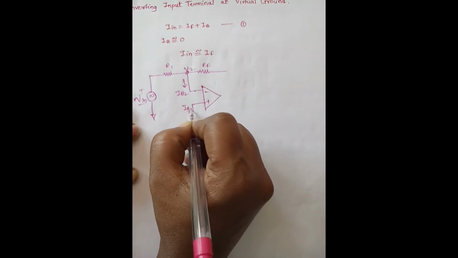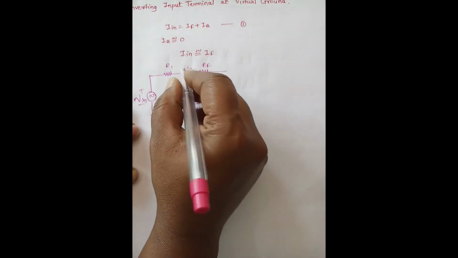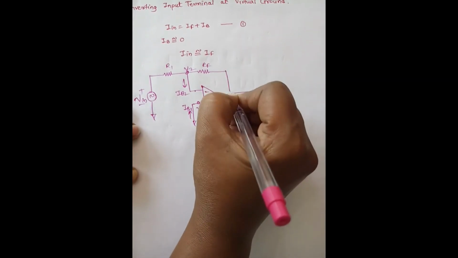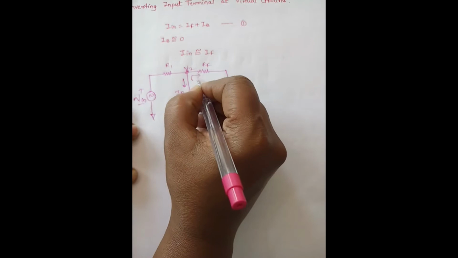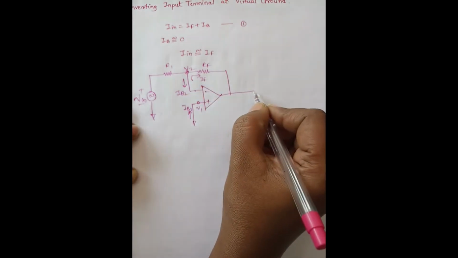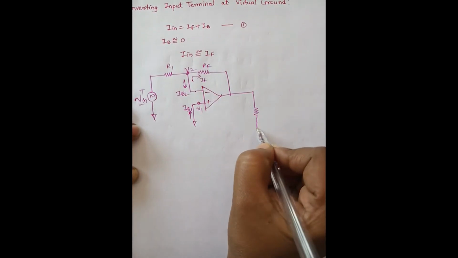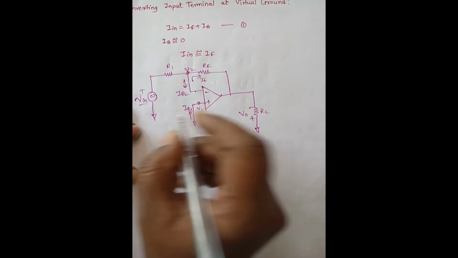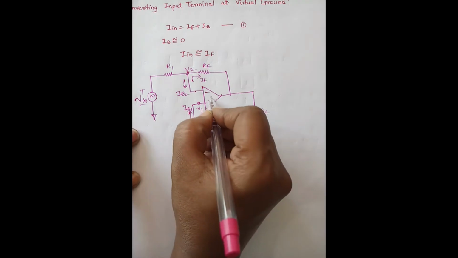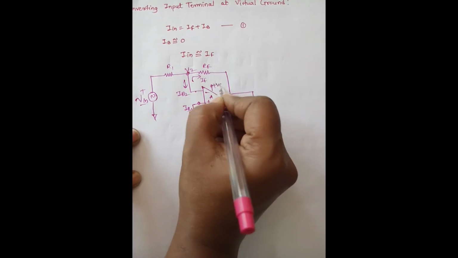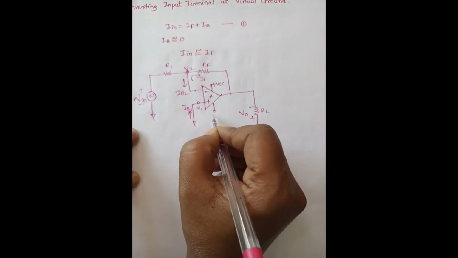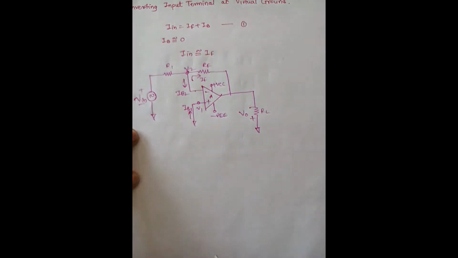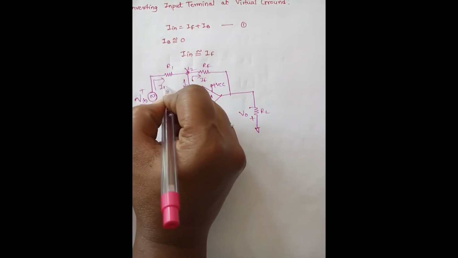Current through this one is IB1, current is IB2, this node is V1, this is V2, and current flowing is IF, load resistor, V0 through RL. Okay, this is an op-amp having plus VCC and minus VEE, input current IN.